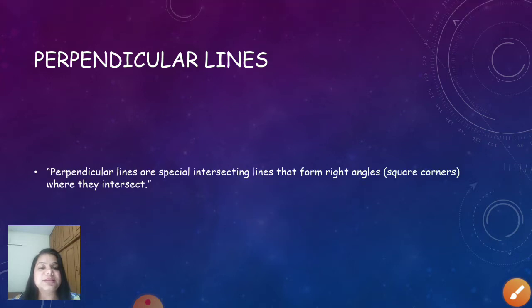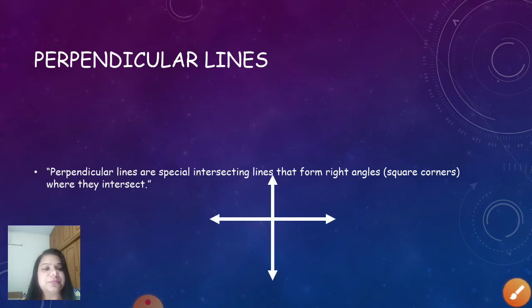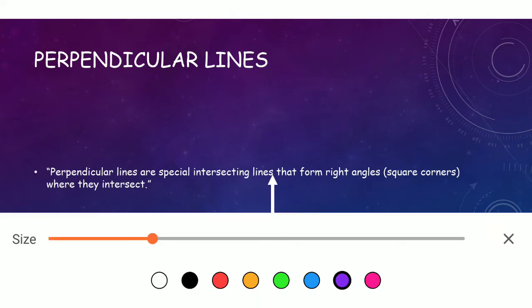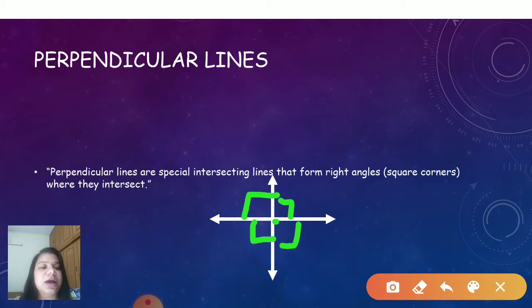Now next are what are the perpendicular lines. So perpendicular lines are some special intersecting lines. Those form right angles. Right angles means you can check these are the square corners where they intersect each other. So you can see the example here. There is a pair of perpendicular lines, so this is the point where they meet each other, and the angle formed here between the lines is 90-degree angle. So you can see these are the square corners where they are meeting each other.